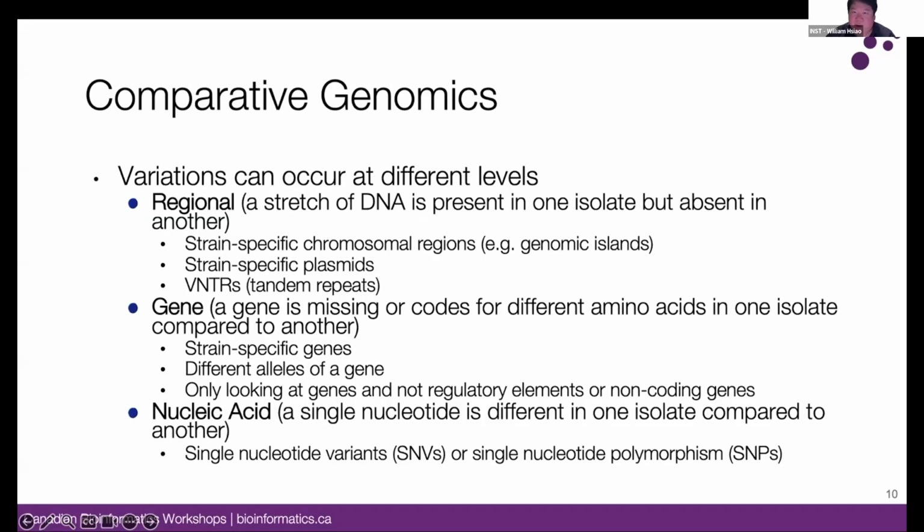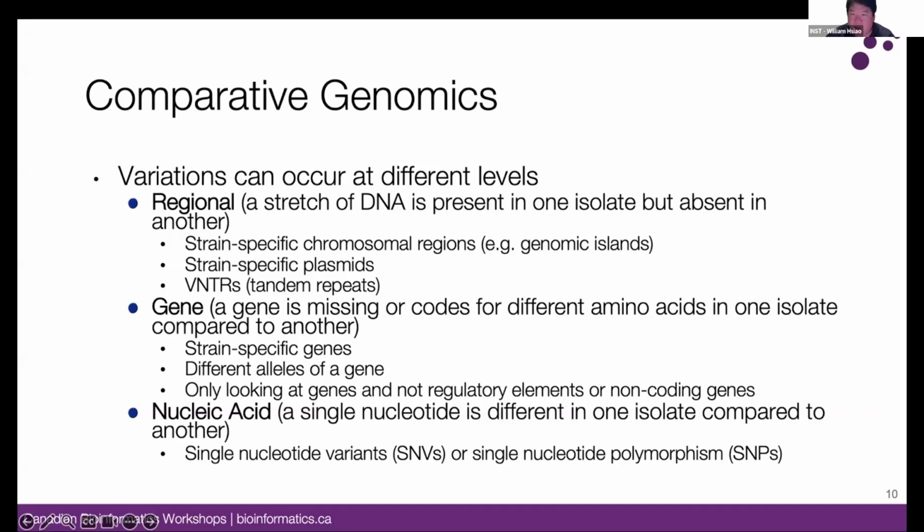So these genetic variations can be classified into regional, gene, or nucleic acid level variations. So the regional variations is essentially a stretch of DNA that's present in one isolate but absent in others. We often call them strain-specific chromosomal regions or strain-specific plasmids, or they could also be some sort of tandem repeats.